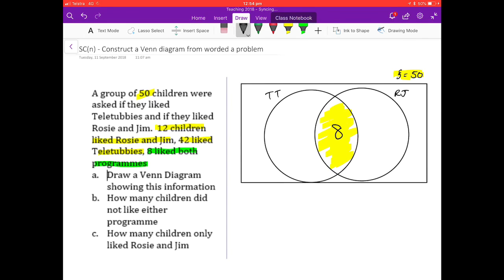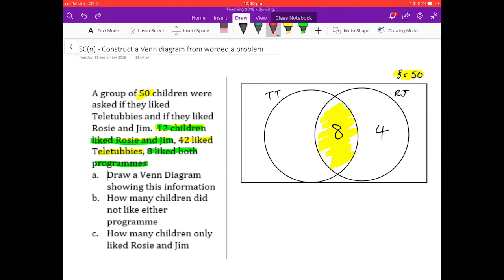Now we work back, it says here that 12 children liked Rosie and Jim. Now, if we look at the Rosie and Jim circle, we've already got 8 people who like Rosie and Jim. So what that means is that we only actually have another 4 here to look at. Reason for that is because this whole circle refers to Rosie and Jim. 8 and 4 gives us those 12 people.